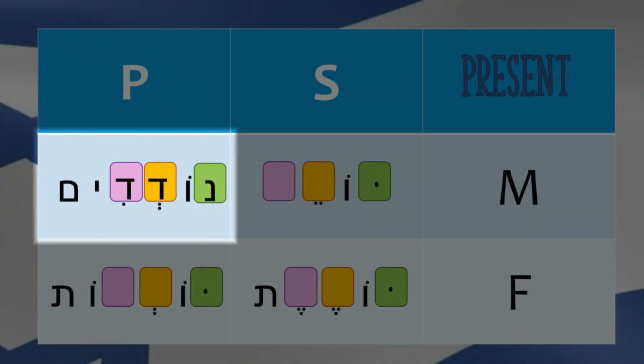So it's not too difficult to say the T sound and then the V sound without putting a sound in between. Kotvim, right? I can say that pretty easily. But the shoresh nun daled daled, which means wandering or migrating or traveling, if we want to say they wander, now we're going to have two daleds with a schwa in between. So what we have to do is stick a short little eh in there, and we get nodedim.